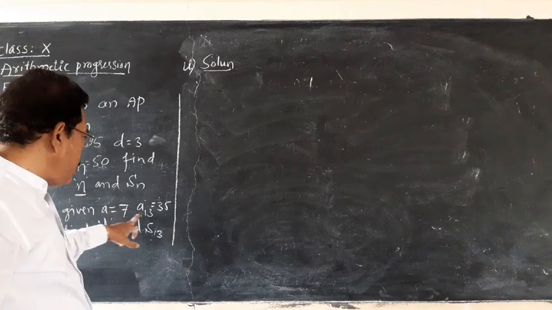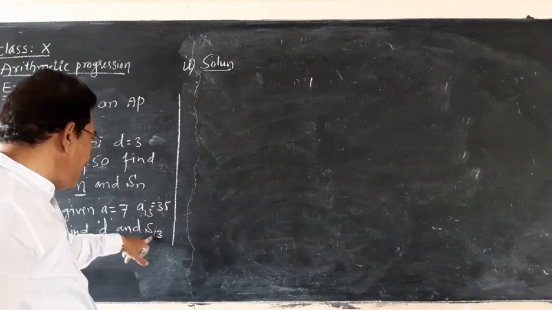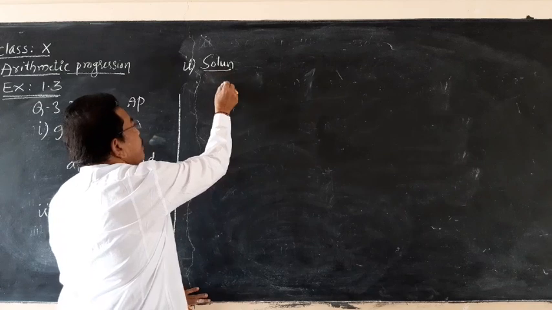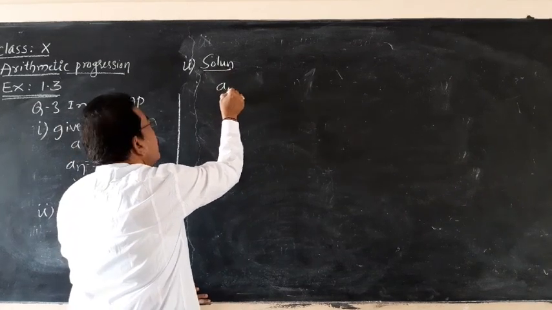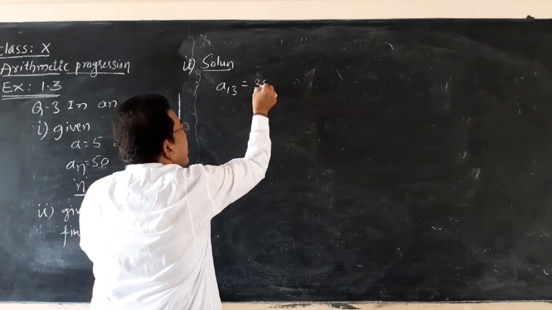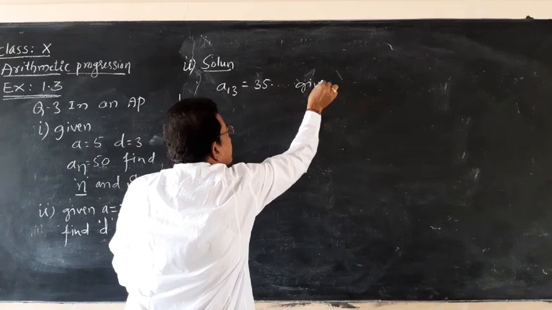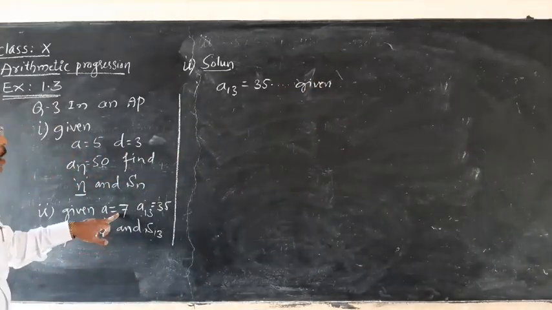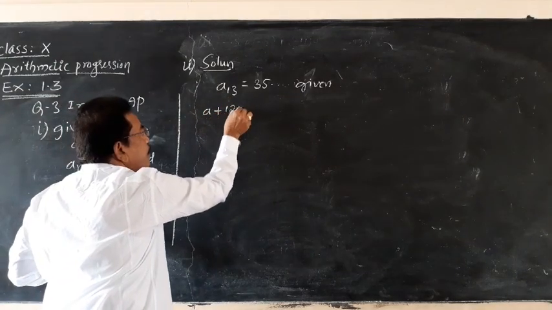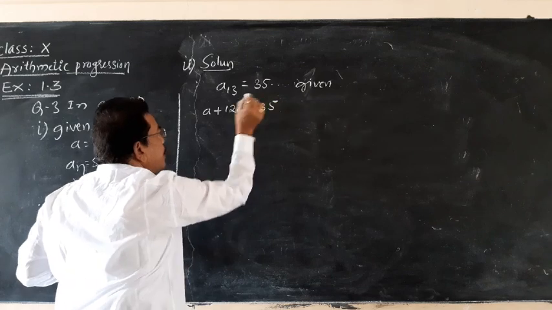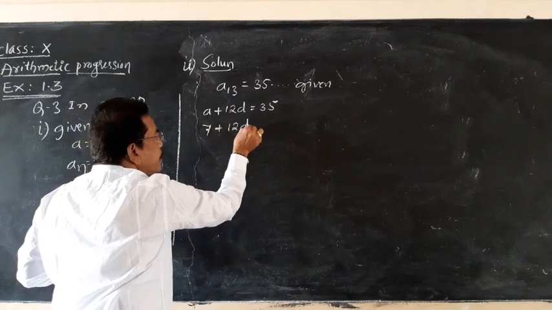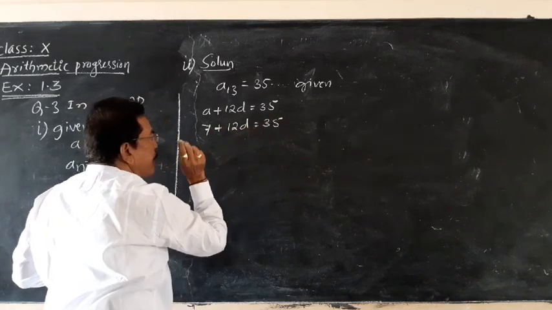Alright, now the second one: a equals 7, a13 equals 35, find d and S13. Okay, a13 equals 35, given. See, meaning of a13, a plus 12d equals 35. a they have given 7, so 7 plus 12d equals 35.